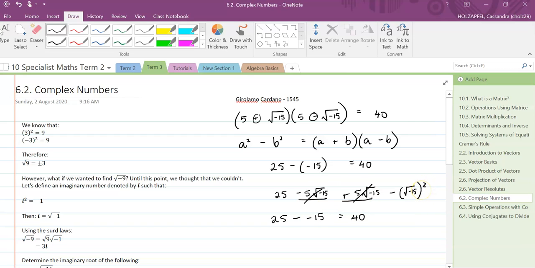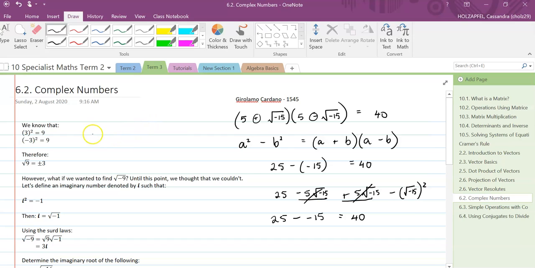So how is this possible? How do we find the solution to this particular problem when we have numbers in here that don't actually exist? Well, what Cardano did not realize at the time was that he had stumbled upon this idea of complex numbers. So let's jump in and describe what a complex number actually is.